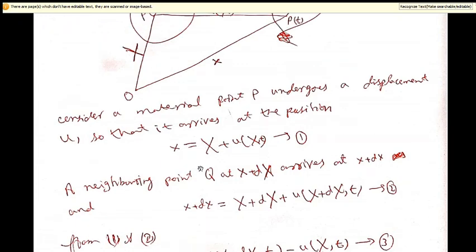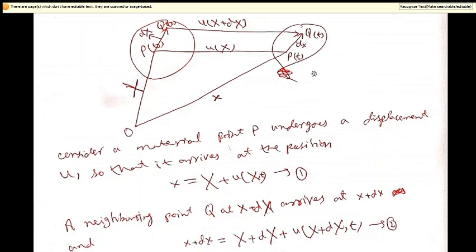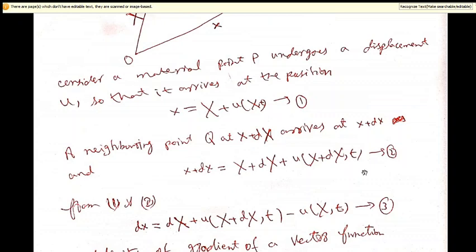Now consider also a neighboring point Q here. This will reach here. Here it is time t naught, here it will be time t. So its new position will be small x plus dx. Now this new position will be equal to x plus dx plus the displacement u of x plus dx. So this can be said as equation 2.